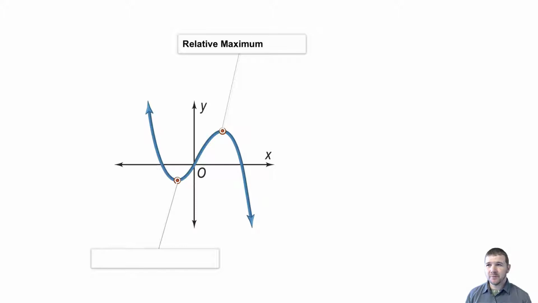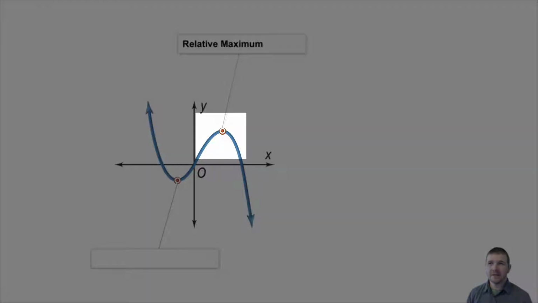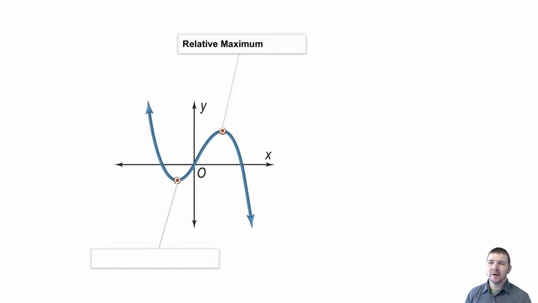Similarly, the relative maximum here, if we were to only consider part of the graph, it may appear that this is the maximum. But when we consider the entire graph, we recognize that this is only the maximum on a particular interval, and so we call it a relative maximum.